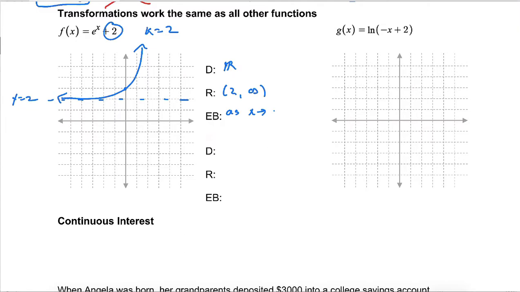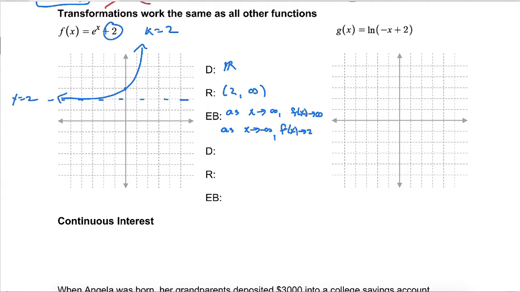As x approaches infinity, f of x approaches infinity. But the second half of the end behavior, the back half, as x approaches negative infinity, this will be different because f of x will be approaching 2.